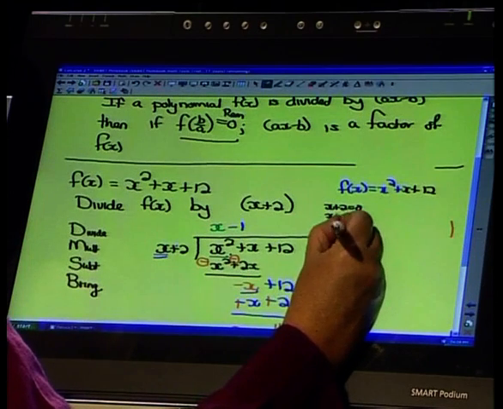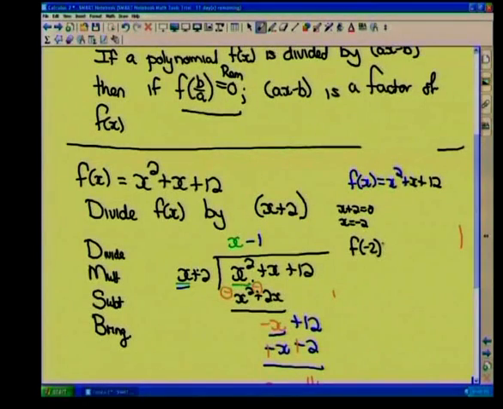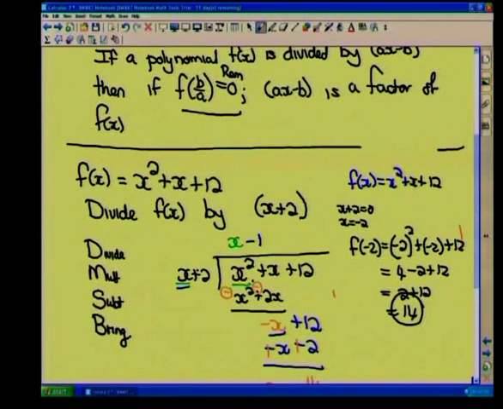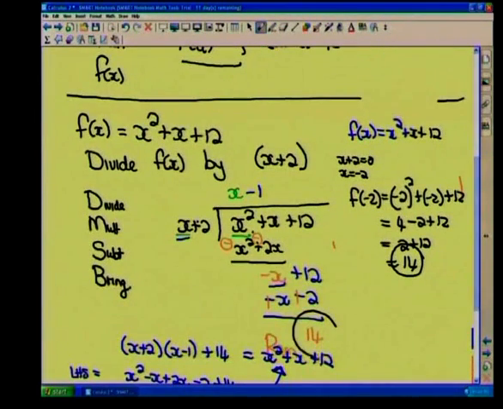So let's see what the functional value of minus 2 is. It'll be minus 2 squared plus minus 2 plus 12. Well, minus 2 squared is going to be 4. This is minus 2 plus 12. If we add that, 4 minus 2 is 2. 2 plus 12 is 14. That is exactly the remainder we got when we used this long division.